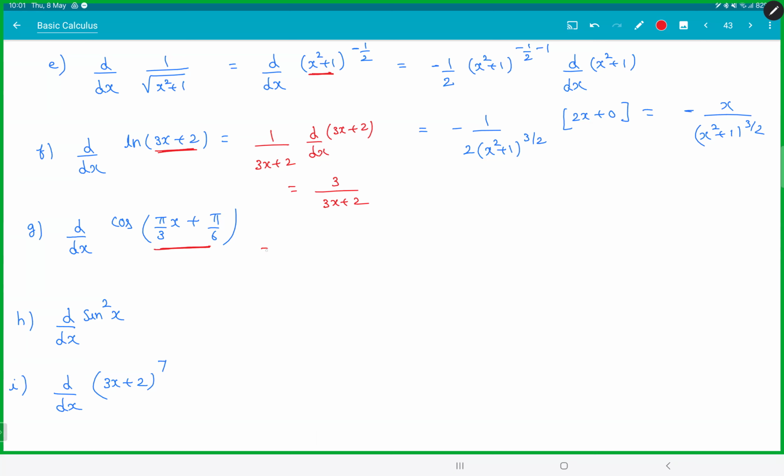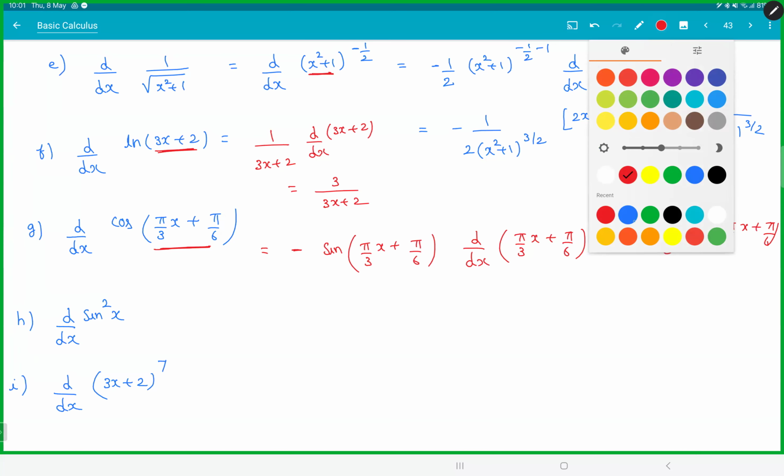This is cos of something. Cos ka differential is sine of pi by 3 x plus pi by 6. But inside it is not x, so differentiate that again. Remember, pi by 3 is a number, it comes out, pi by 6 is 0. So minus pi by 3 sine pi by 3x plus pi by 6.